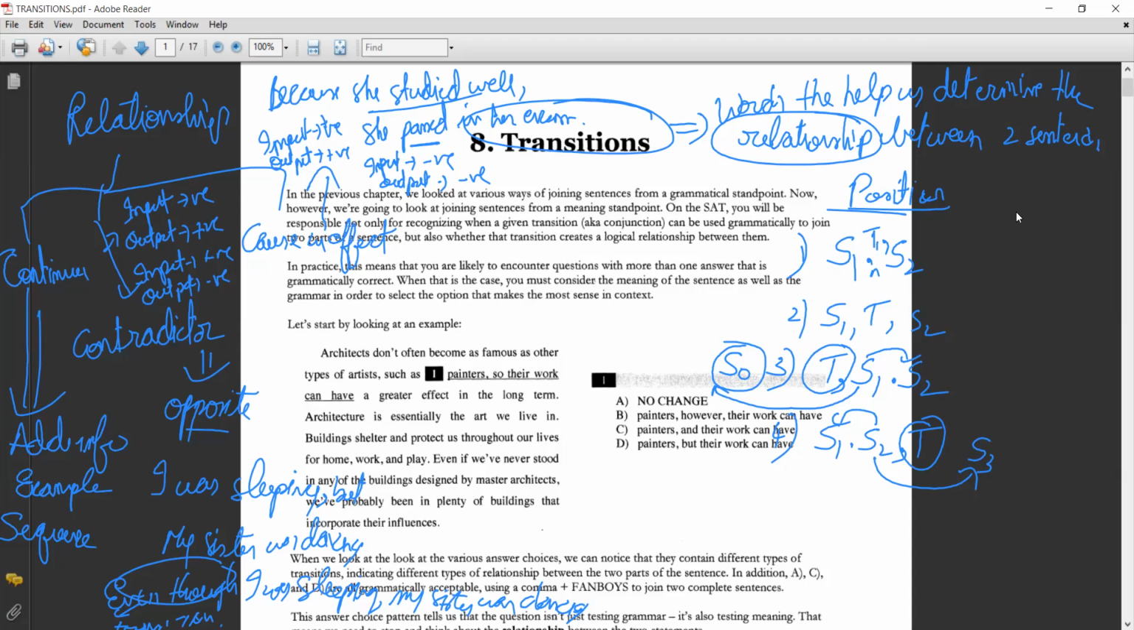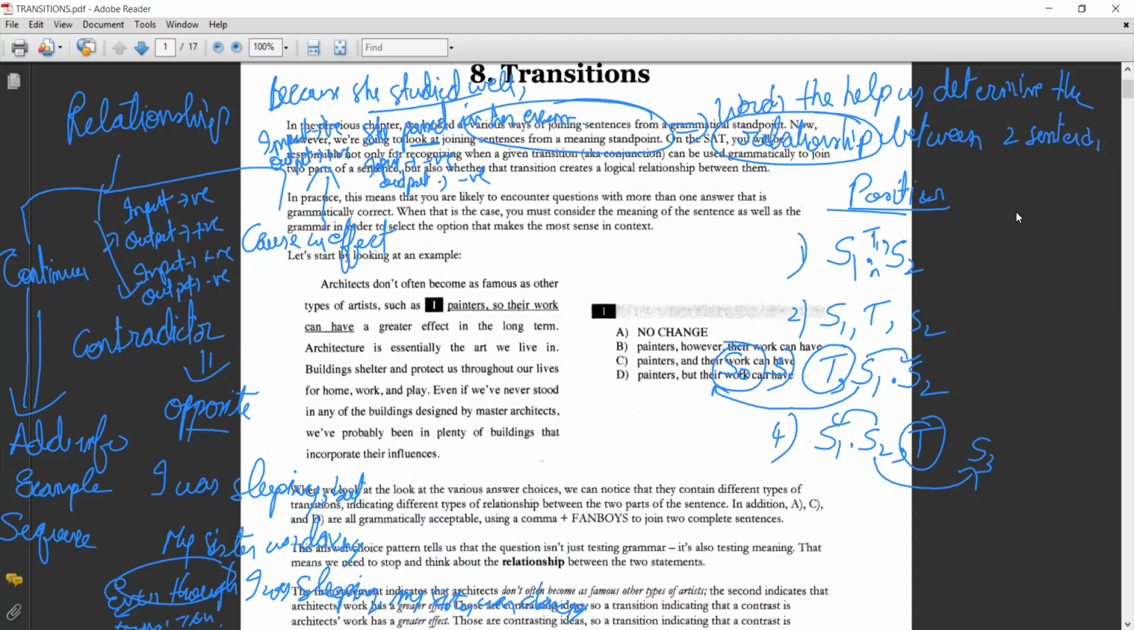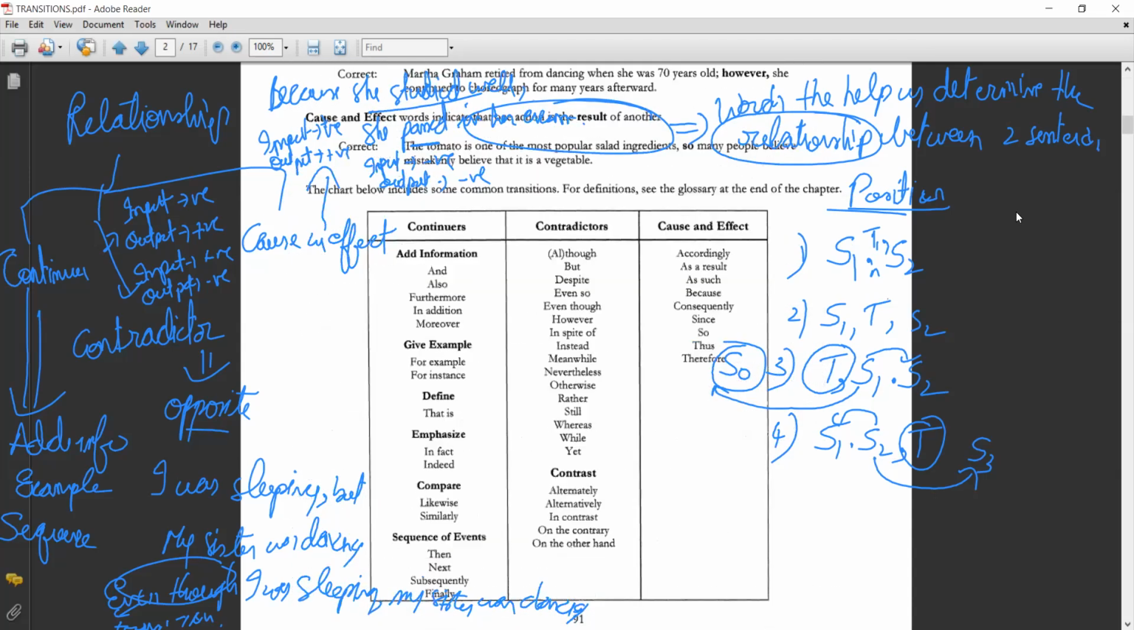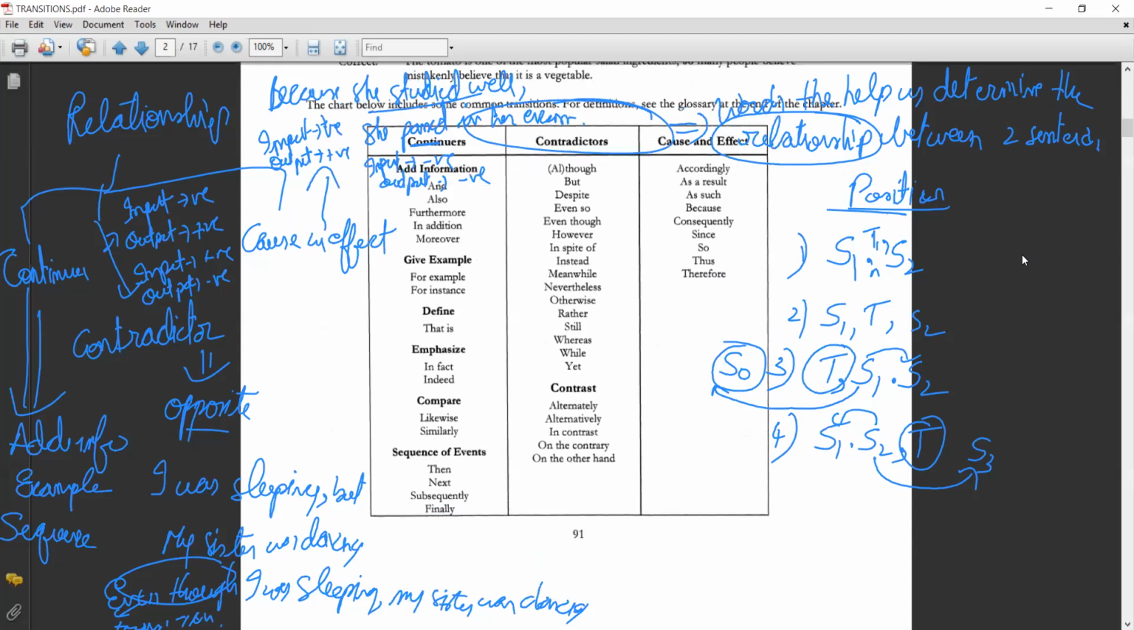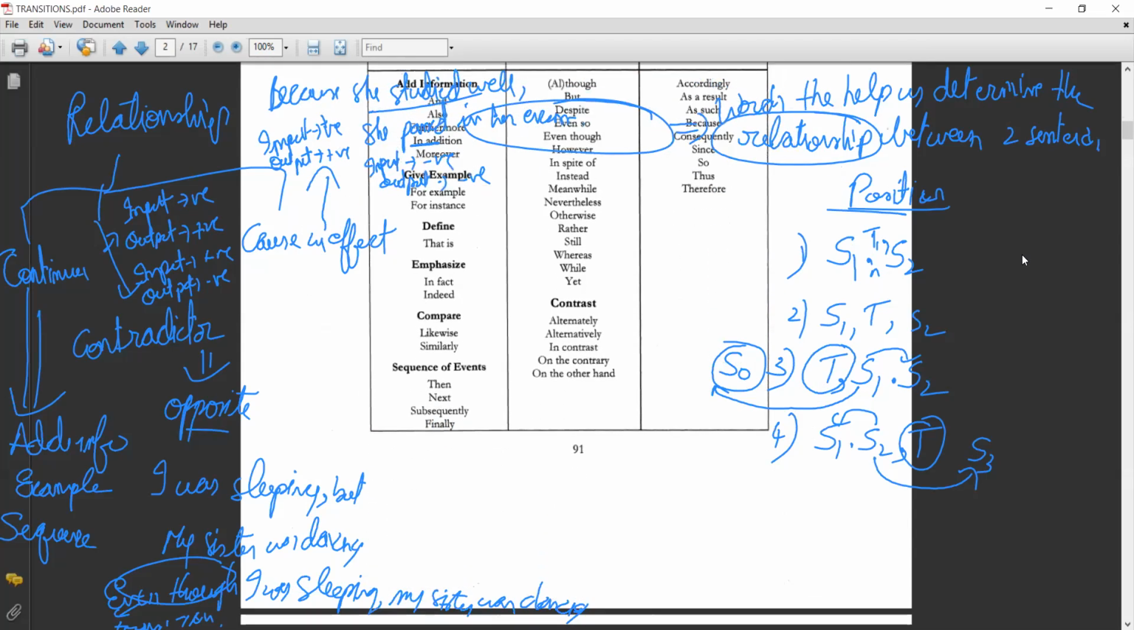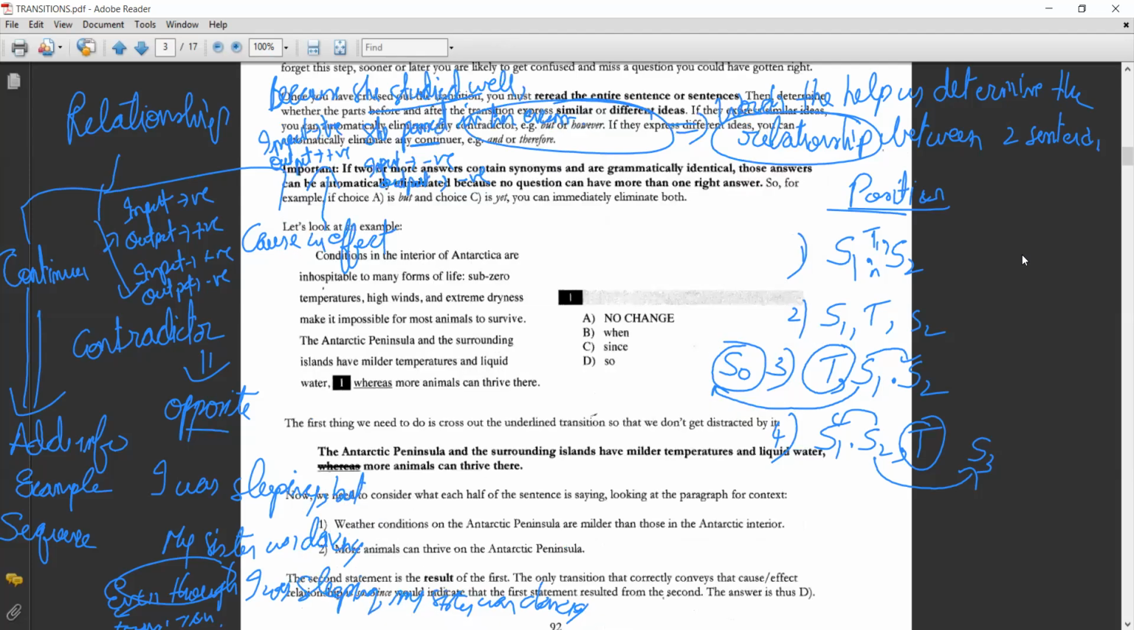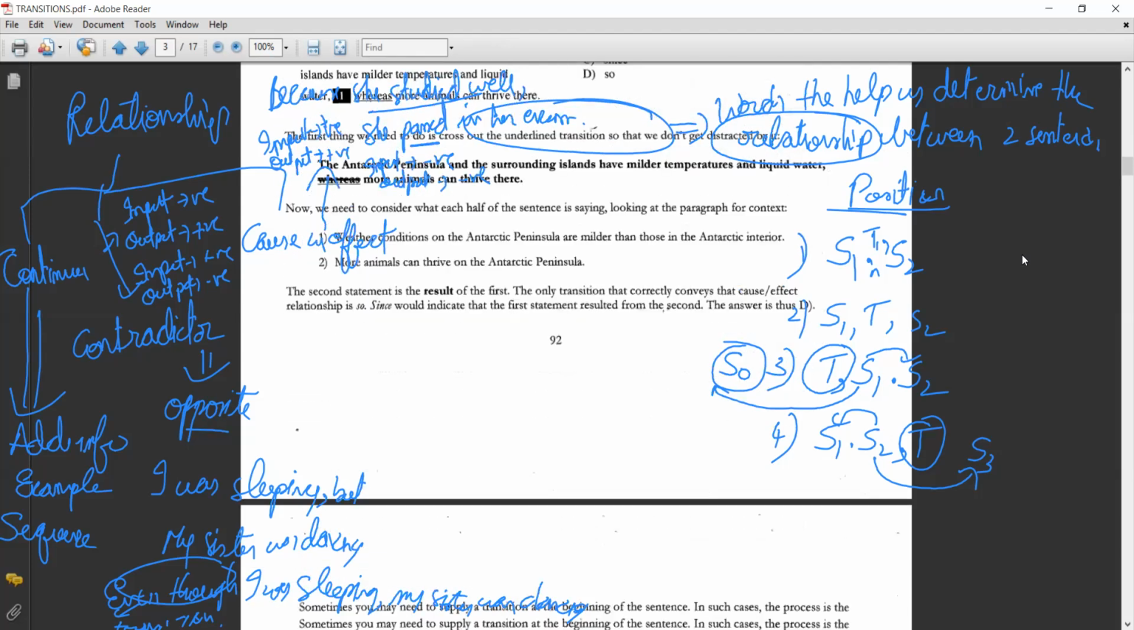Any doubts still here? Anyone? Then see here, we have a list of continuous, contradictors, and cause and effect given to you. You just have to memorize this table. If you remember which word belongs to which category, that's sufficient. And then there is how to do transition questions that I've just explained to you.